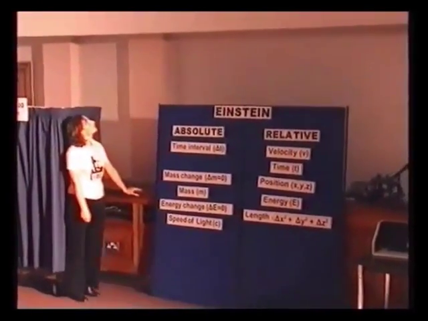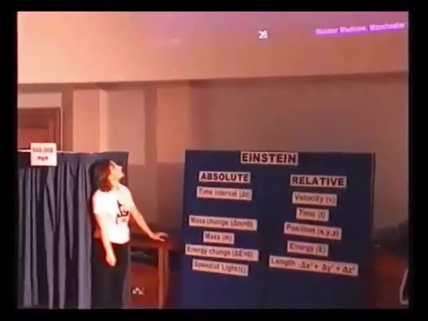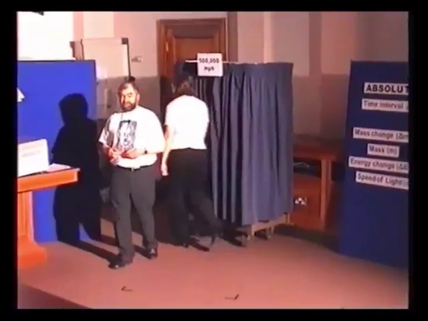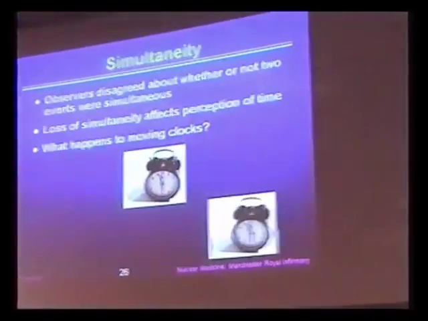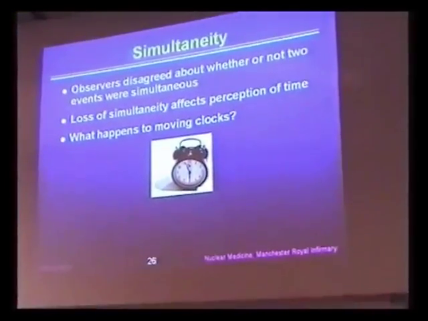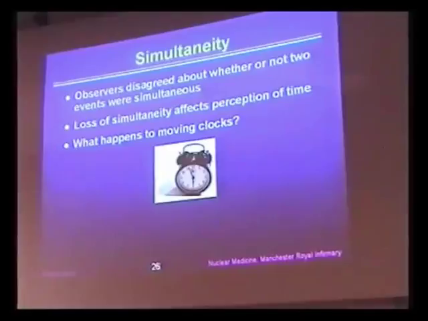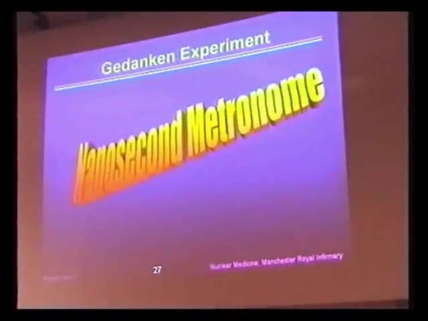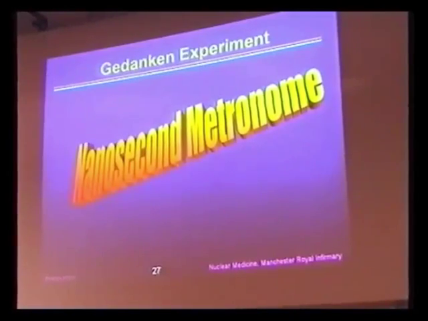Now, the reason they disagreed about that sort of thing is because they didn't agree about whether or not two events occurred simultaneously, whether the two flashes of light occurred at the same time. That loss of simultaneity obviously affects our perception of time, so we need to think about what happens to moving clocks. So we've got another little Gedanken experiment to think about moving clocks.